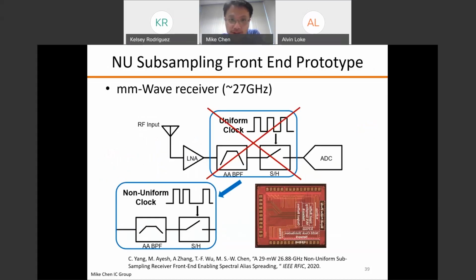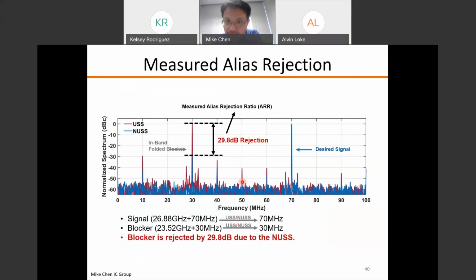Okay, so basically that's what we did. So we actually went ahead and built a millimeter wave receiver. And as you can see, in a conventional subsampling receiver, you need a very good bandpass filter, and you just subsample, right, at the uniform clock time grid. So all we did is just that we changed the clock, right? So we changed the clock, and then we also relaxed that bandpass filter, and that's it, right? And then we do the sampling, and then we do that non-uniform DSP that I talked about, right, in the ADC domain.